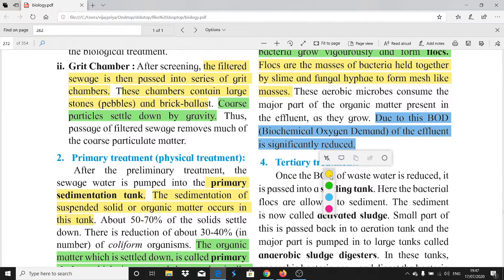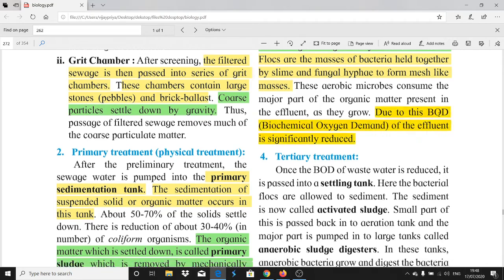As there is growth of microorganisms or aerobic bacteria in the form of flocks, they grow continuously. Because the microorganisms are aerobic, they decompose the organic matter and they grow. So because of this, the biochemical oxygen demand gets reduced.